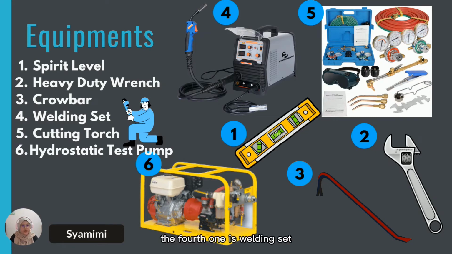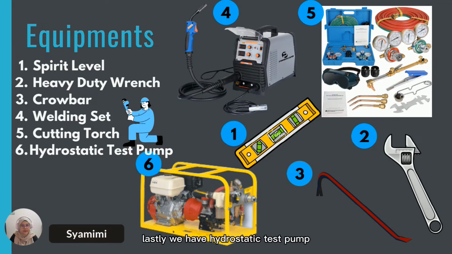The fourth one is the welding set. So a welding set is used to join two pipes together, or we call it the pipe welding method. The fifth one is the cutting torch. A cutting torch is a tool that is used to cut and work with metals. In this project, it is used to cut pipes, specifically the mild steel cement line pipe.